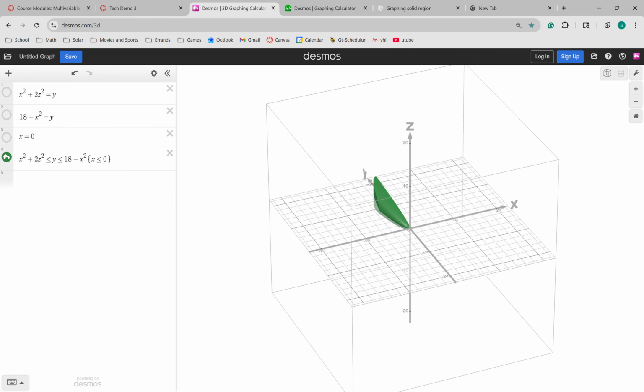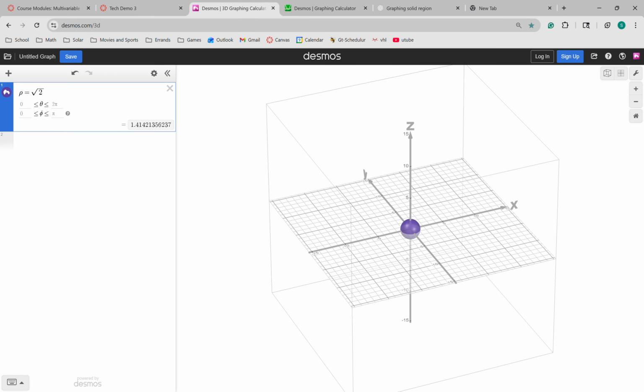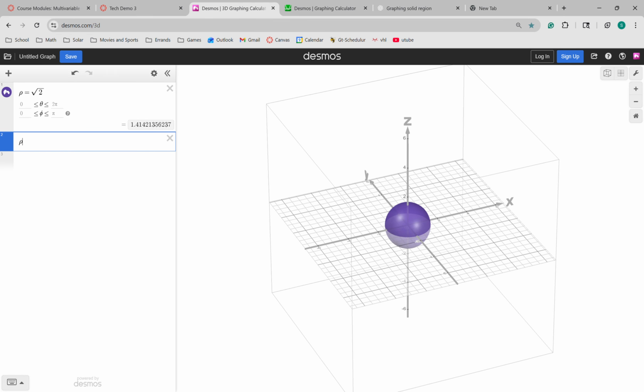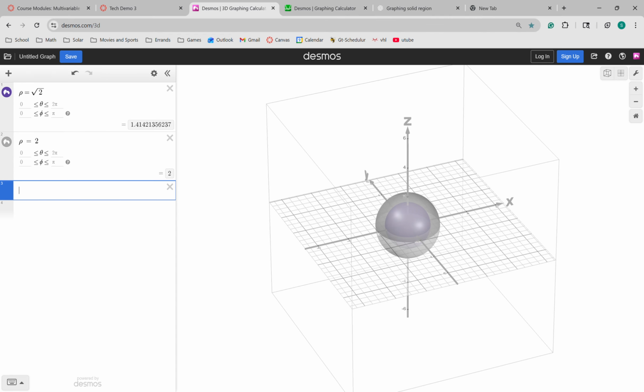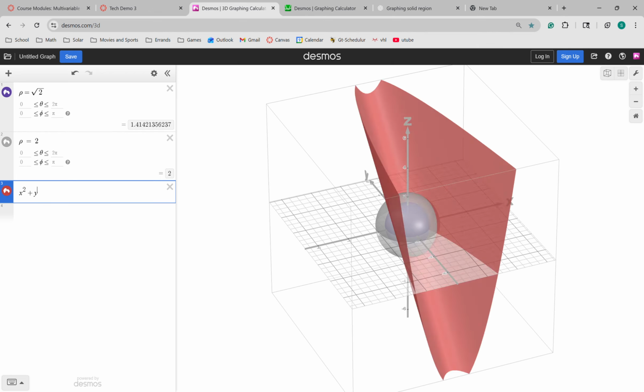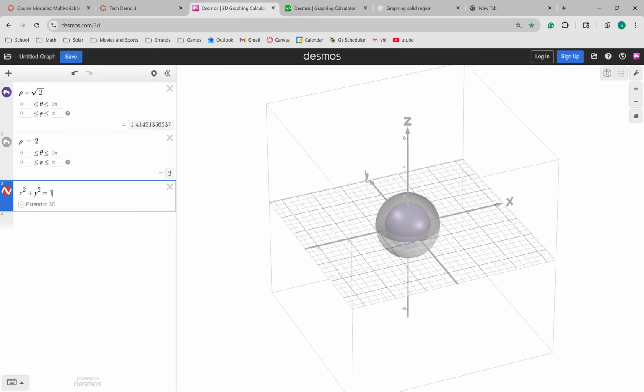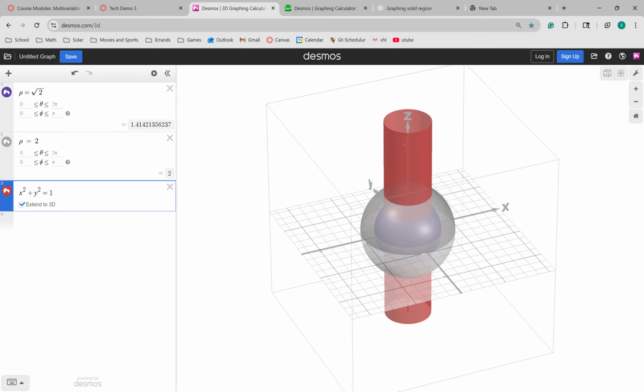Next, we are asked to graph the solid region that lies outside the cylinder r equals 1 and between the spheres rho equals square root 2 and rho equals 2. So rho equals square root 2 is given by this small sphere here, and rho equals 2 is given by this slightly larger sphere here. We also have r equals 1, which is the cylinder. We can write this in terms of x's and y's, which is given here. So we want the region that is between these 2 spheres and also outside of this cylinder.